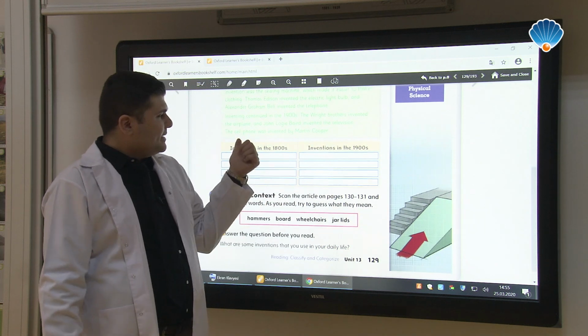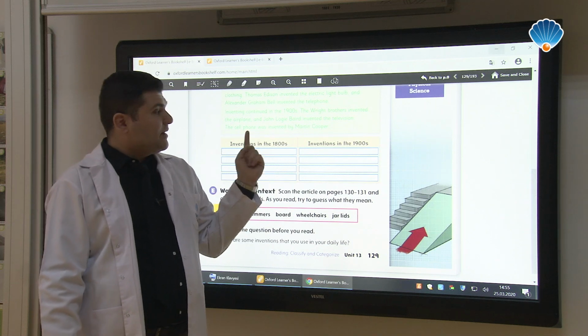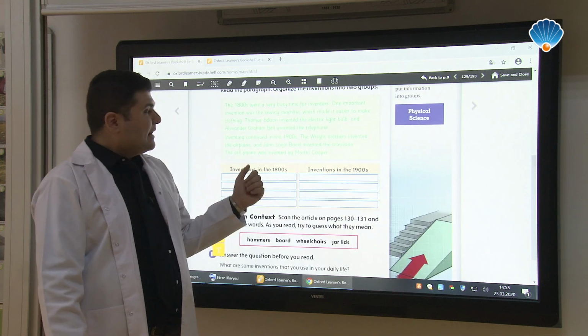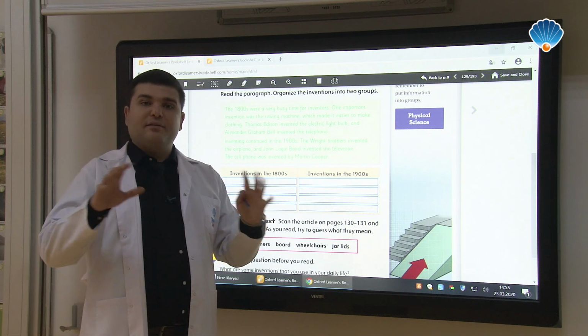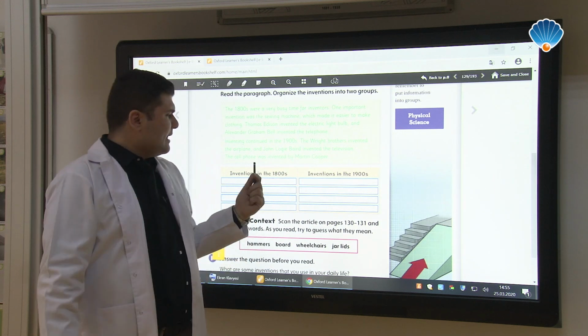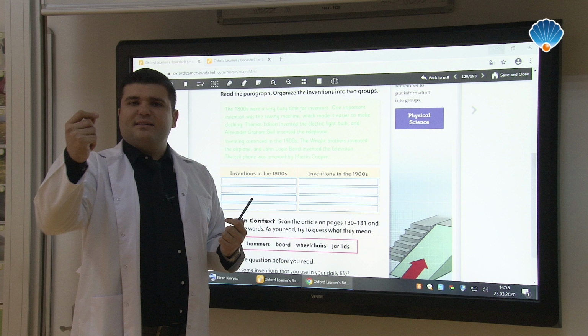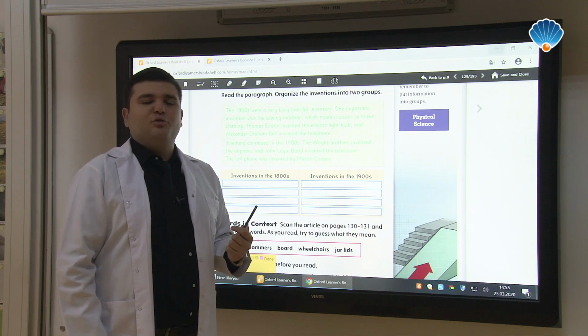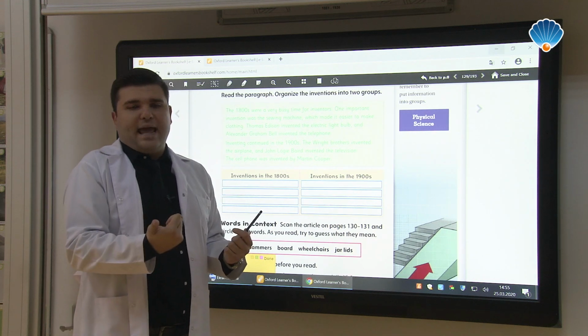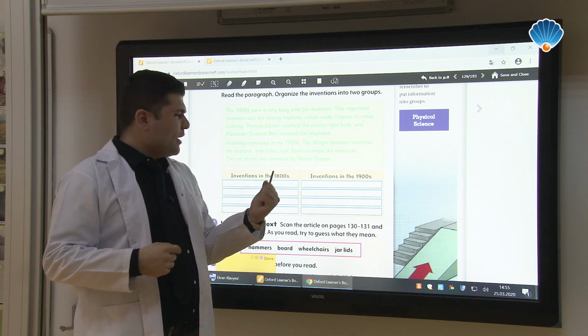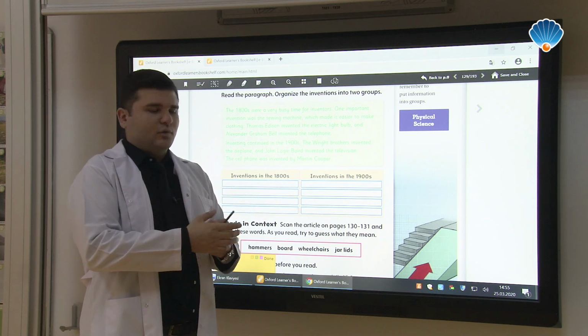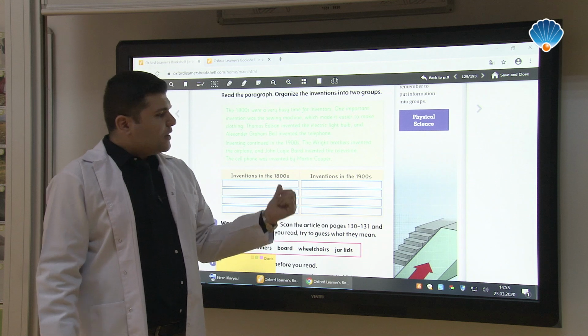And the last thing, the cell phone was invented by Martin Cooper. Cell phone and telephone are different. You know the difference, right? The cell phone is something that you put in your pocket and you reach for it every time. So this is the difference. It's more technological, right? So Martin Cooper.